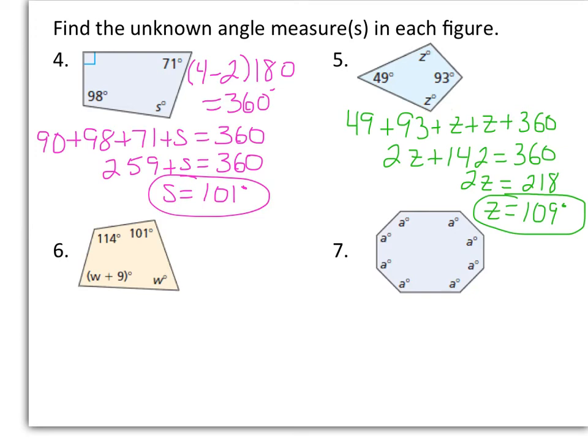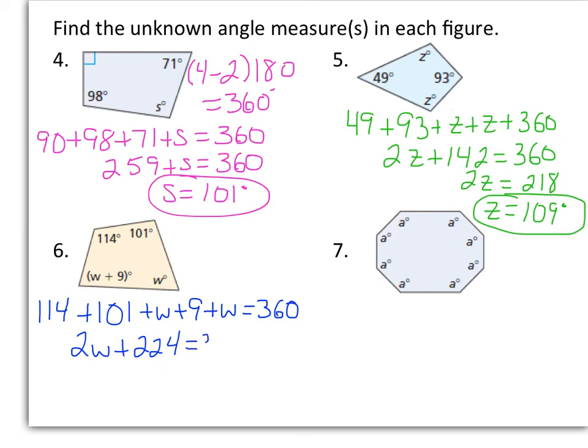Okay, and number 6. Again, quadrilateral. The interior angles will add up to 360 degrees. So let's write an equation. Okay, combine like terms. We have 2w plus 224 equals 360. If we subtract, 2w equals 136. So that means w is 68 degrees.